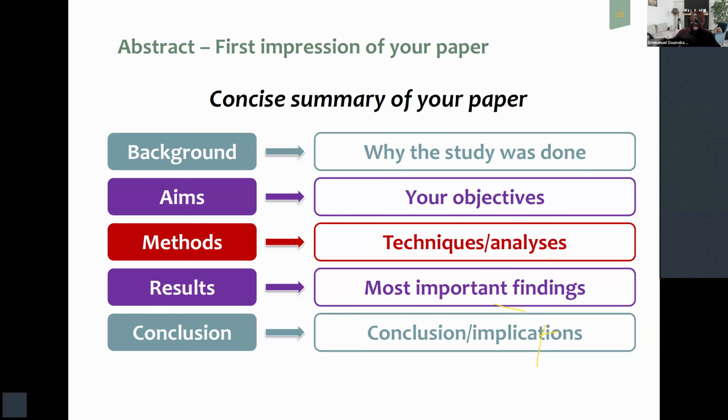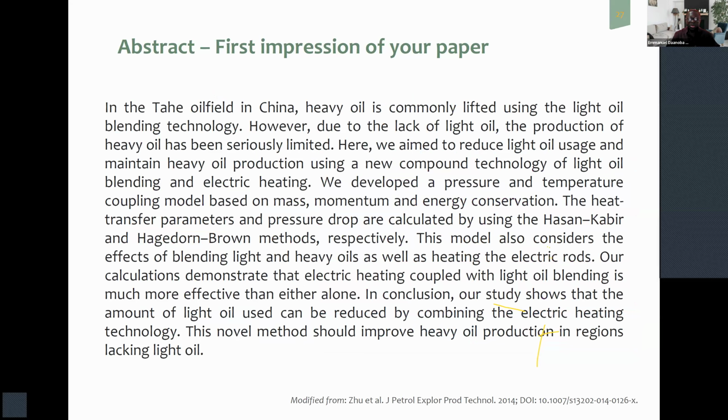If not, even in the system, when you want to upload and the number of words are more than required, there will be a red warning to you. So you have to reduce the number of words. So let's look at a typical example of an abstract.